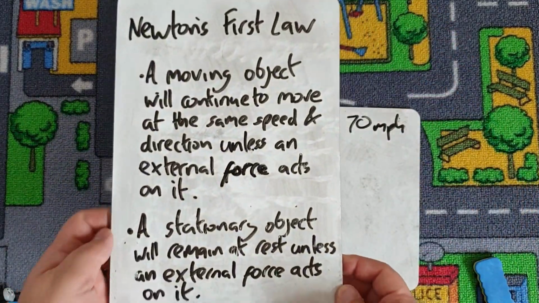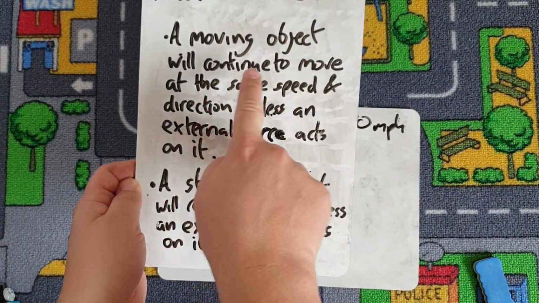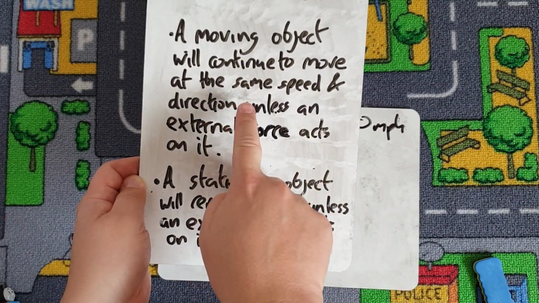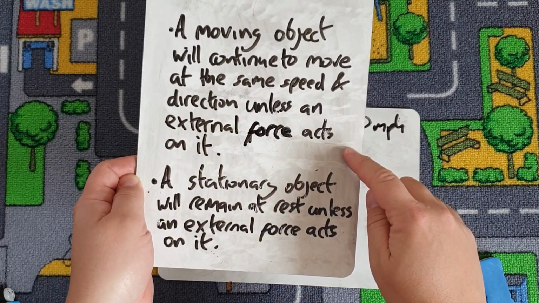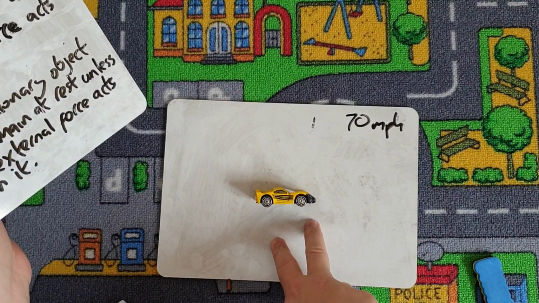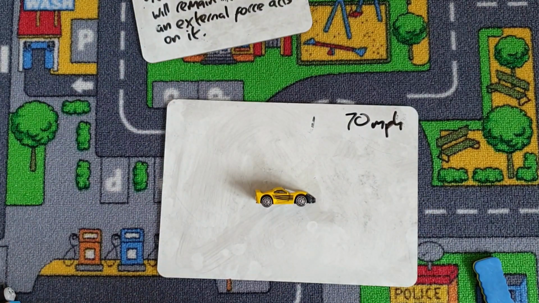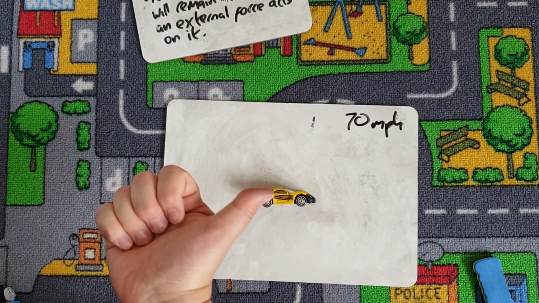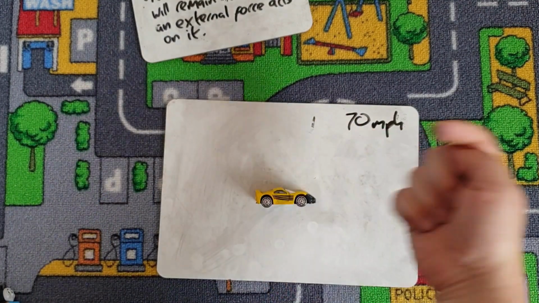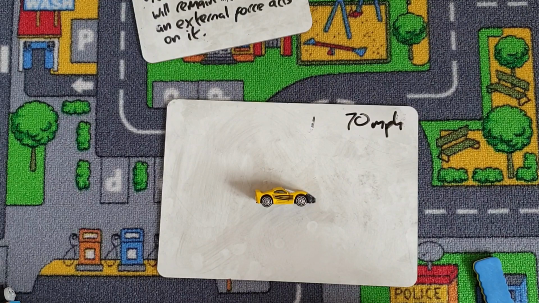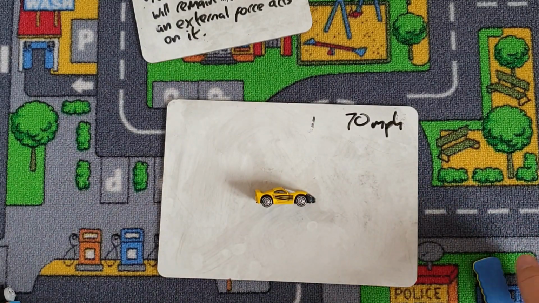So we go back to Newton's first law. A moving object will continue to move at the same speed and direction unless an external force acts on it. There is no external force because they've all cancelled. So the car stays at exactly 70 miles per hour because the force from the engine is exactly balanced out by the force from the air resistance going backwards.